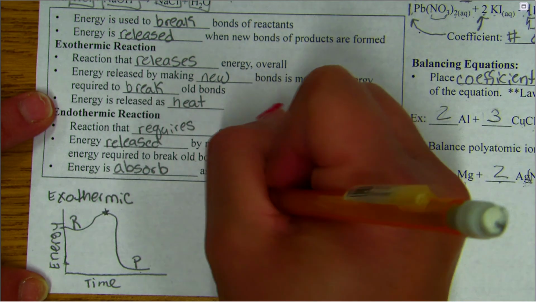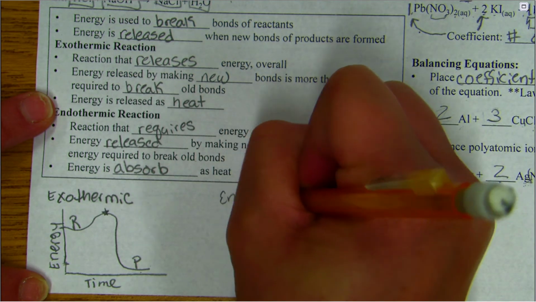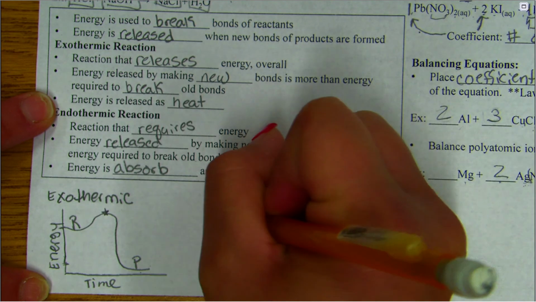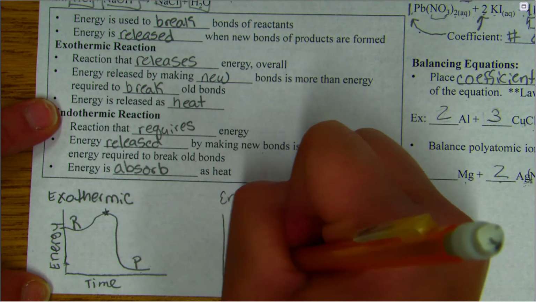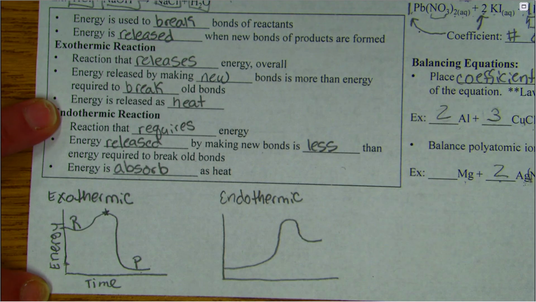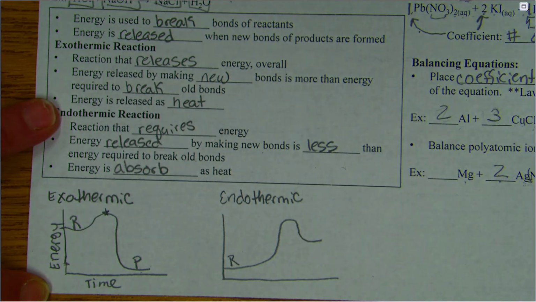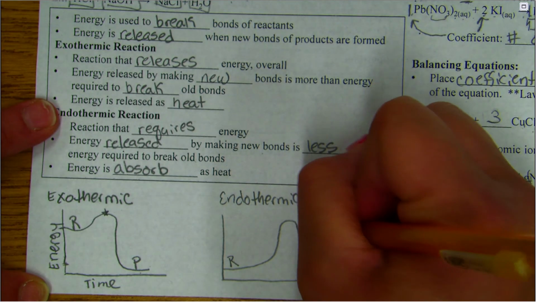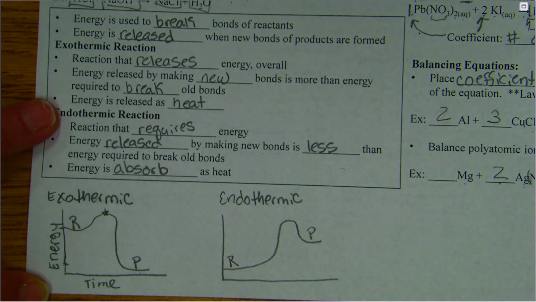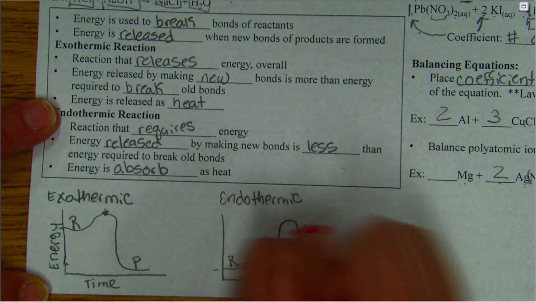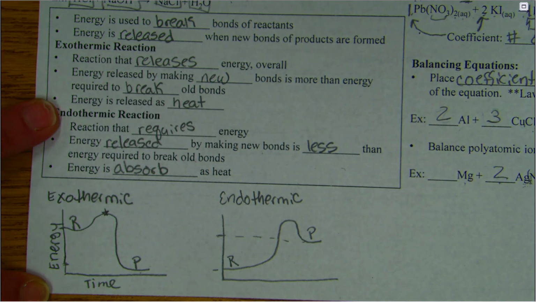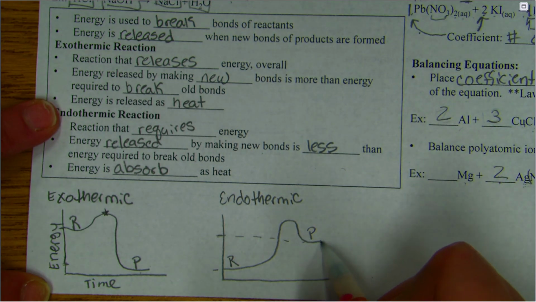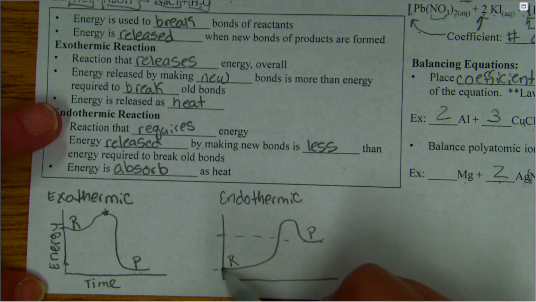So if we wanted to draw an endothermic reaction, what we're going to see is something that looks like this, where our reactants are still on the left side, our products are still on the right side, but our reactants have less energy than the products. So energy has been absorbed because these products have more energy than the reactants.